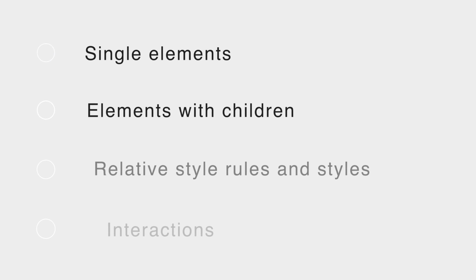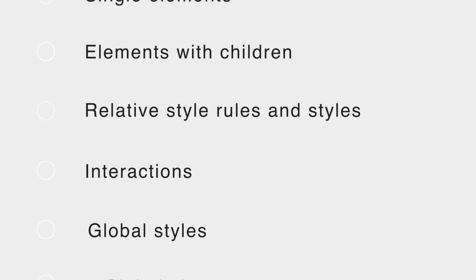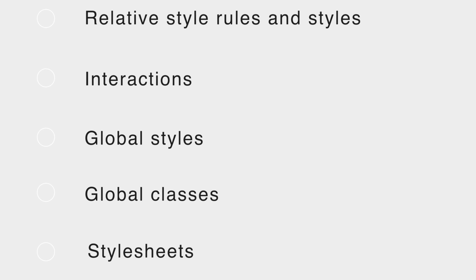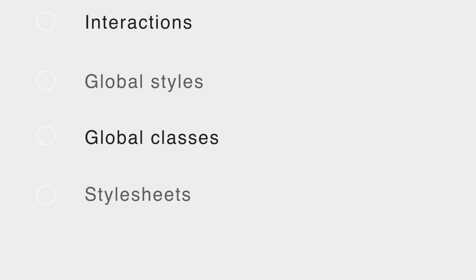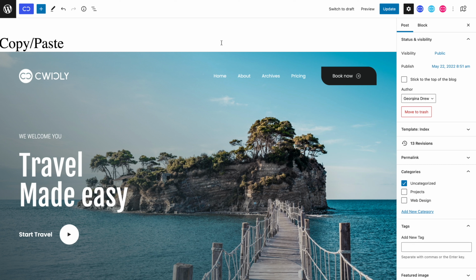In Cwicly, you can copy-paste single elements, elements with children, relative style rules and styles, interactions, global styles, global classes, and style sheets. First, we will tackle copying and pasting blocks. There are two ways to copy and paste in Cwicly: using the copy-paste function in the toolbar, or using keyboard shortcuts. Let's first explore the copy-paste property present in the block toolbar.